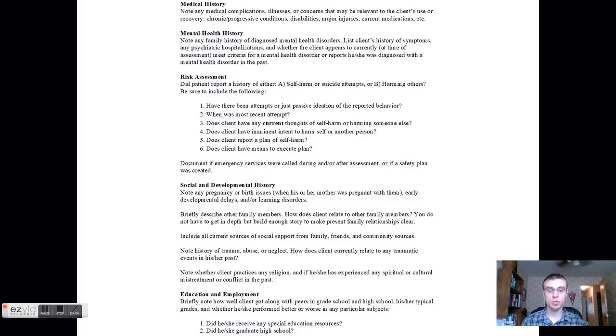Note any histories of trauma, abuse, or neglect. How does the client currently relate to any of these traumatic events in their past? And note whether the client practices any particular religion, spirituality, or how they connect or relate to their religion. Also mention whether or not they've experienced any sort of cultural mistreatment in their life as well, such as discrimination in some way. Next section, education and employment.